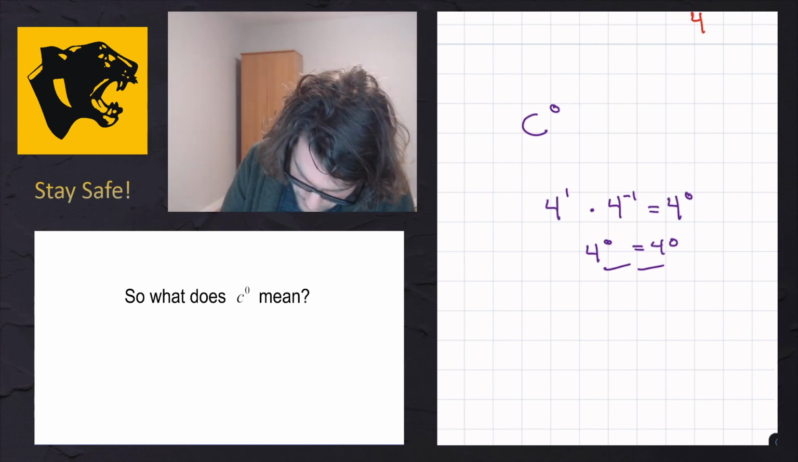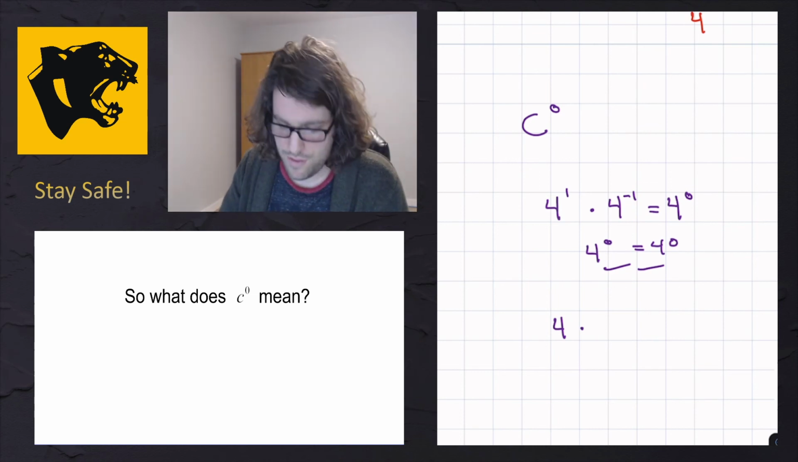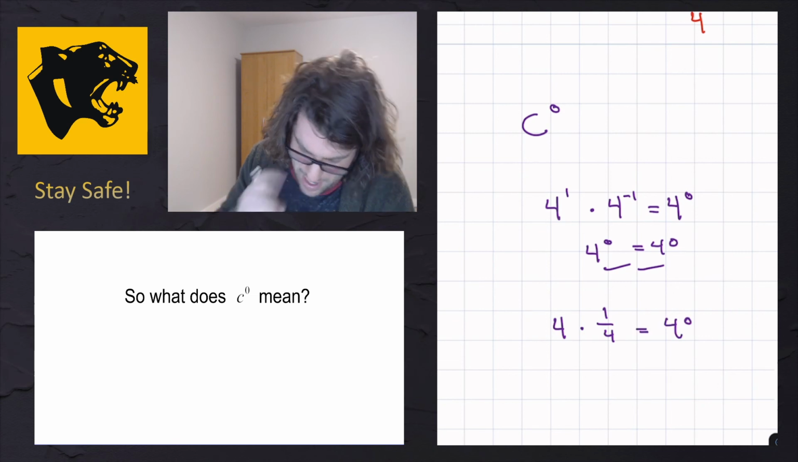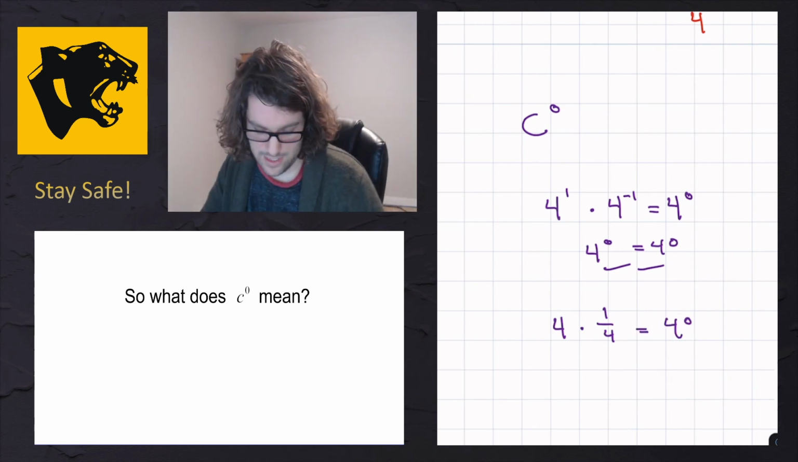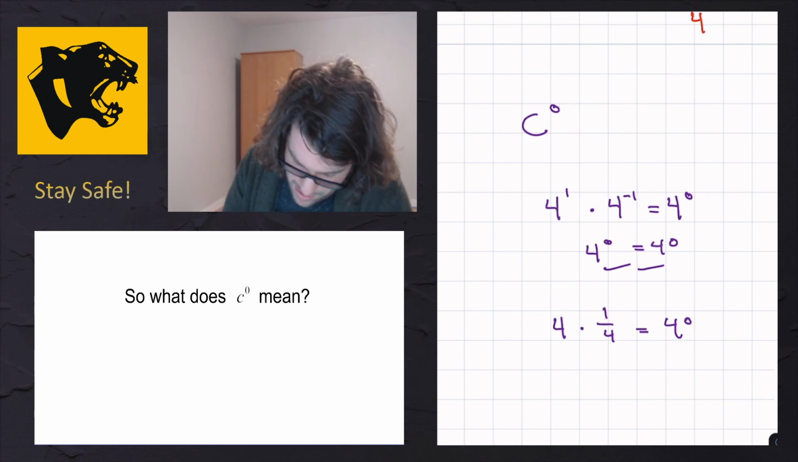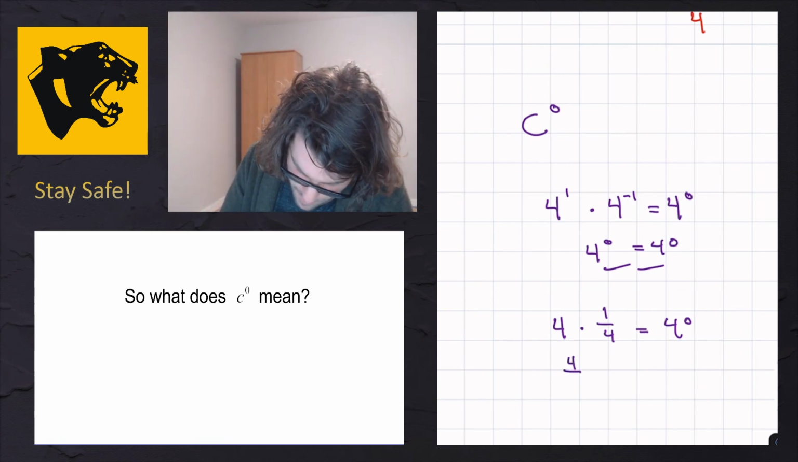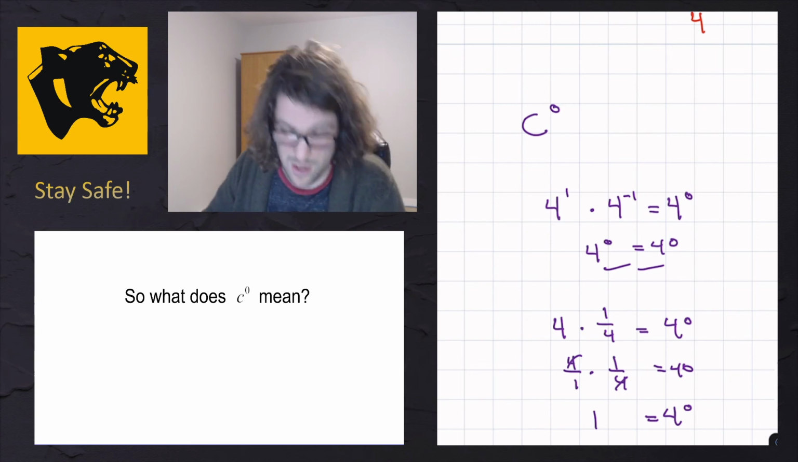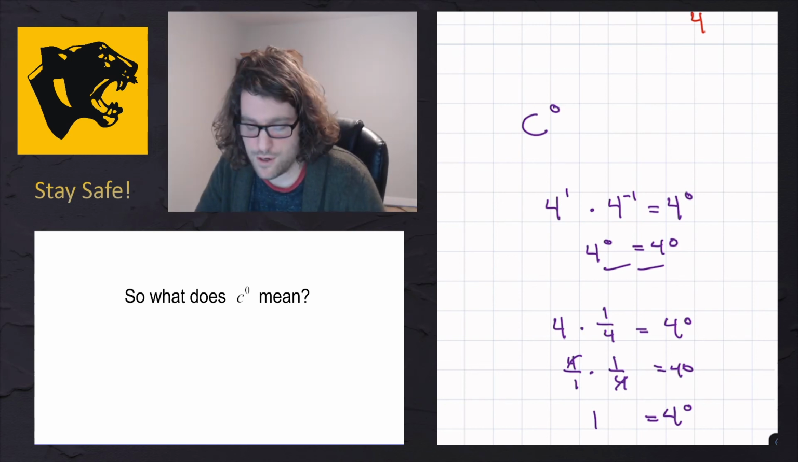Well, I know that 4 to the 1 is just 4. And I now know that 4 to the negative 1 is the reciprocal, which is 1/4. So 4 to the power of 0 is 4 times 1/4. Well, that is 4 over 1 times 1 over 4. Same thing in the numerator and denominator, which means I just get a 1 at the end. Which means that 4 to the power of 0 is 1.